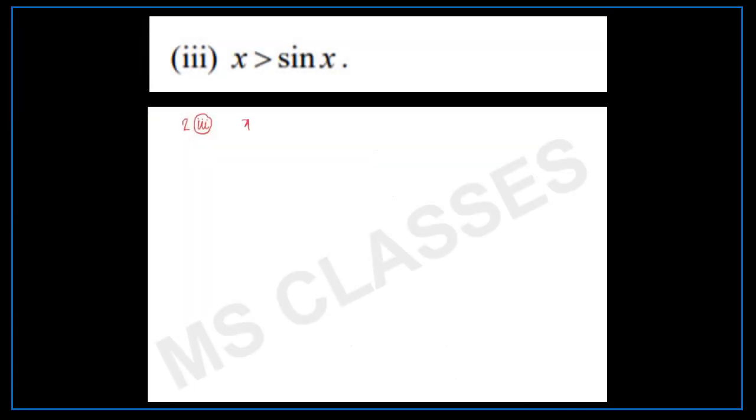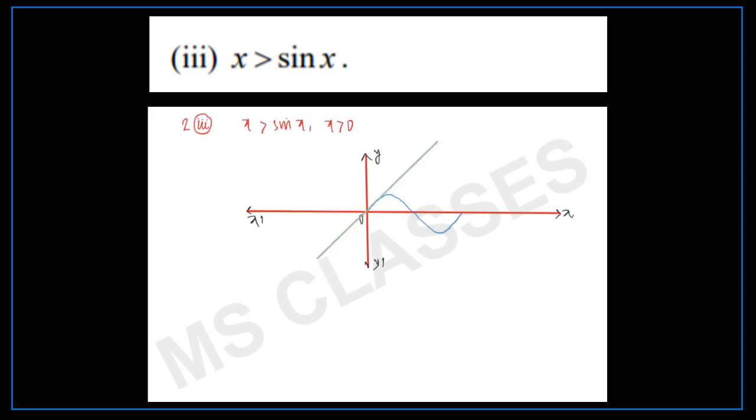What we have to show? x greater than sin x when x greater than 0. Now we consider here the graph of both the functions. Y or 0, y prime, x prime. We take the graph of sin x, and here we take the graph of y equal to x. Y equal to sin x.